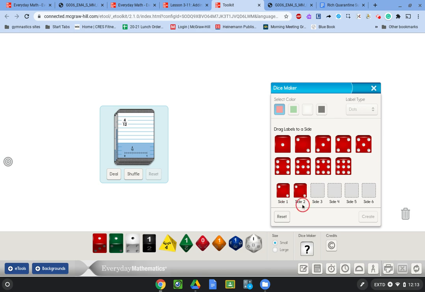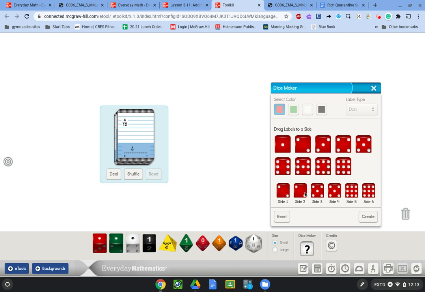We need 2 5s. So I'm going to take the 5. I'm going to put it on side 3 and side 4. Now, we also need 2 10s. Well, guess what? This doesn't go up to 10. It only goes up to 9. See, this 3 by 3 array is 9. But we're going to use the 9-dot side, and we're going to call that 10 today.